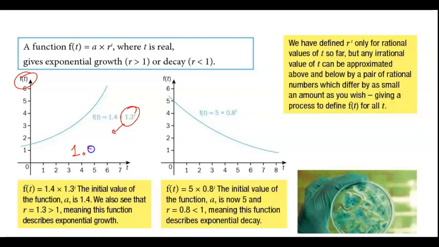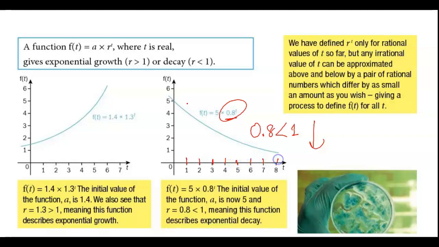Now 1.3 is greater than 1, therefore the function will increase and that will show exponential growth. You can see over here that the function increases as the value of x increases. But for this other function, I have f(t) equals 5 into 0.8 raised to power t. See, 0.8 is less than 1, therefore the function must decrease. As we keep changing the value of t, the value of the function decreases.